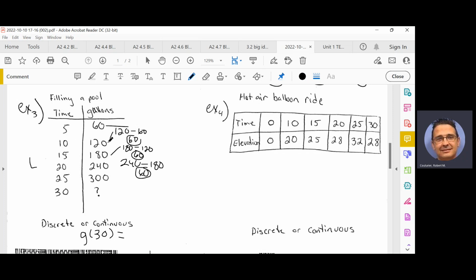Yeah, I mean, that hose isn't suddenly dumping 60 gallons of water in at once. It's gradually filling this pool up. So in 5 hours, there's 60. It's coming out of the hose at a constant rate. So yeah, this would definitely be considered a continuous graph.